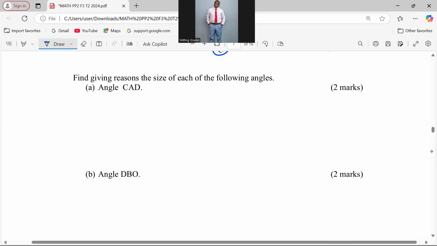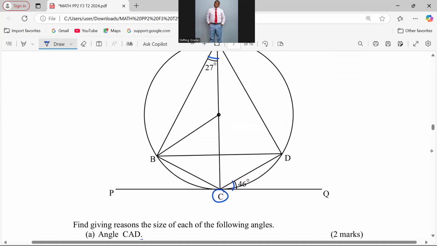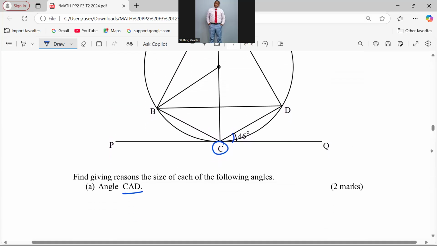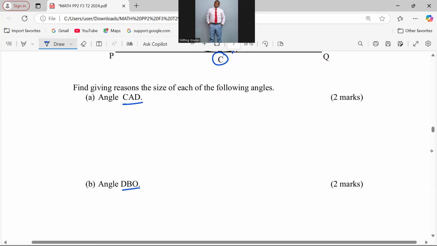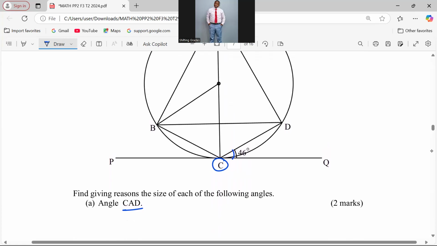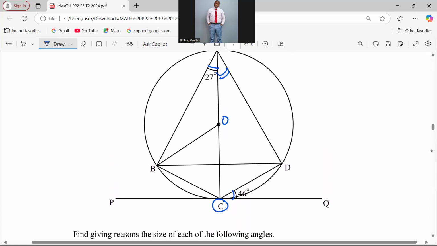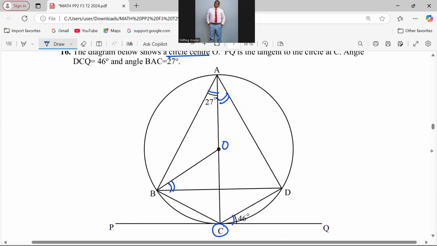The first angle we have to find is CAD, then DBO. So the angle at A, that is CAD, this one, and also the angle DBO, center O, DBO. Yeah, DBO. So we can work out some angles here very fast.